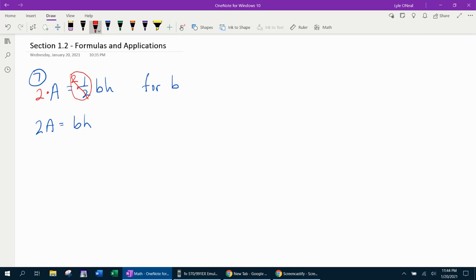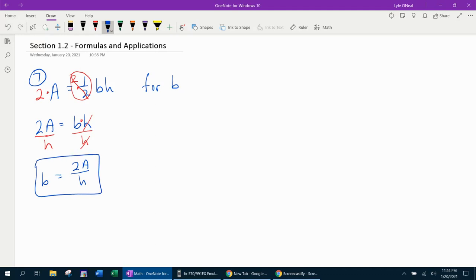Remember, we're trying to solve for B. We got rid of the 1/2. Now we need to get rid of the H. So how is the H attached to the B? Well, it's attached with multiplication. So to get rid of the H, we need to do the opposite operation. We need to divide both sides by H. That'll get the H's to cancel, and that'll get the B by itself. So the final answer, we have B equals 2A over H.